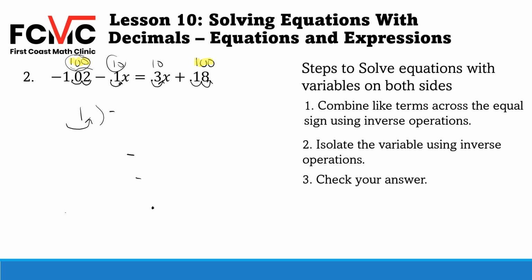Let me clean this up a little bit. All right, so on the left side, I'm going to multiply by 100. So 100 times -1.02, I'm going to move that decimal 2 places, so it becomes -102 minus 100 times 0.1. I'm moving the decimal 2 places, right? I have 2 zeros, so the decimal is going to move 2 places. So it's going to become 10x equals, and whatever I do to the left side, I have to do to the right side.